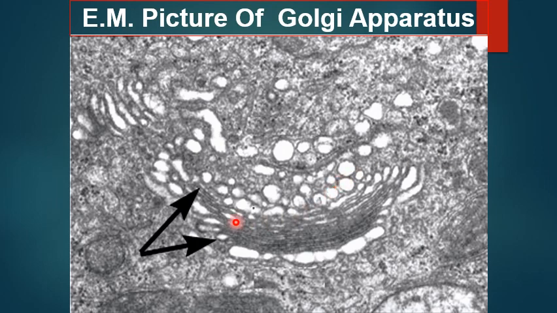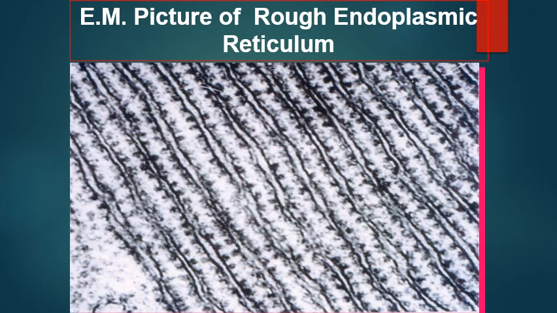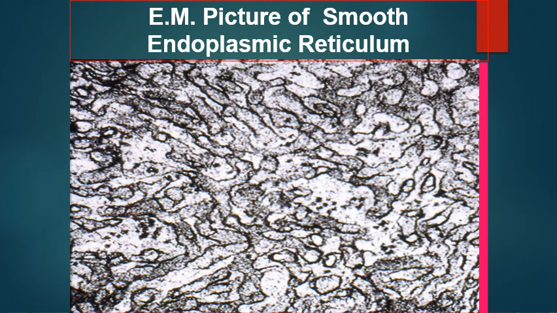Here is an EM picture of the Golgi apparatus, which is formed of a stack of 3 to 10 saccules, with two surfaces, convex and concave. The transfer vesicle goes to the convex surface, while the secretory vesicle arises from the concave surface. Here is an EM picture of rough endoplasmic reticulum, with regular cisternae, and you can see the ribosomes present on the outer aspect. Here is smooth endoplasmic reticulum, irregular tubules. You can see cuts, longitudinal and transverse, due to branching and anastomosing tubules, and no ribosomes present on the surface.